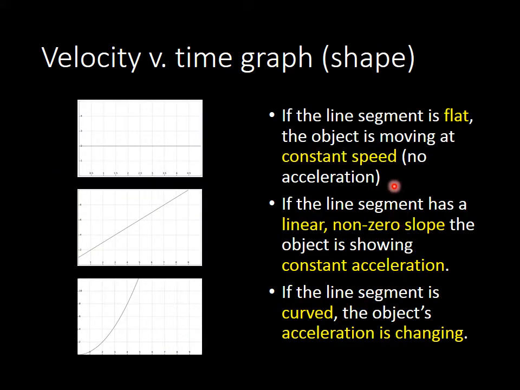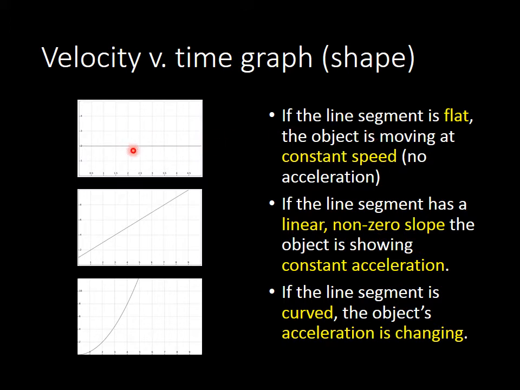All right, so let's look at the shapes real quick. As we go through this, we're just going to look at it by different topics. So if we were to look at the shape of a velocity versus time graph, basically they come in three shapes. We can get a nice flat horizontal line. We could get something that's linear and has a non-zero slope, so a line that's basically going either up and to the right or down and to the left. And then we might see a curve.